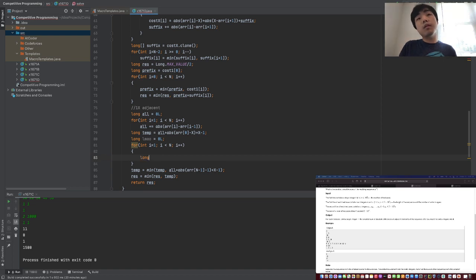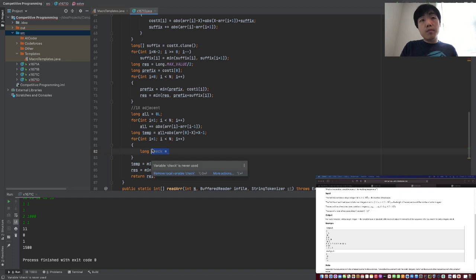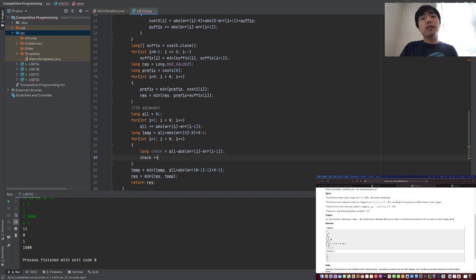Where we do long check is equal to, I guess something along the lines of, we do all, but we want to all minus absolute value of array at I minus array at I minus 1. And then we want to add in absolute value of array at I minus 1 minus 1 plus absolute value of array at I minus x. And we add an x minus 1 for the pair itself. And then temp is equal to min of temp and check.